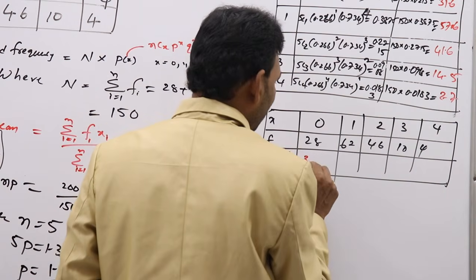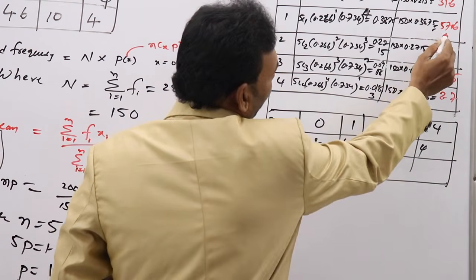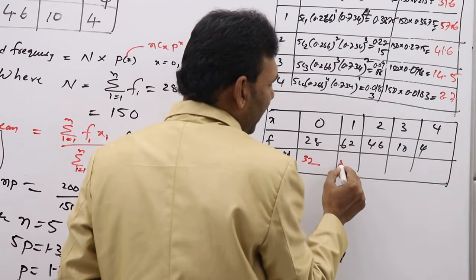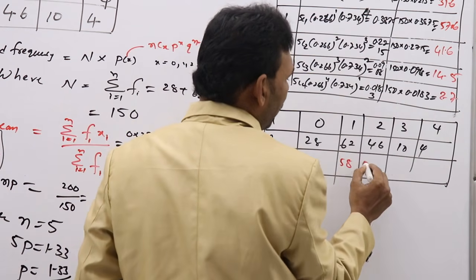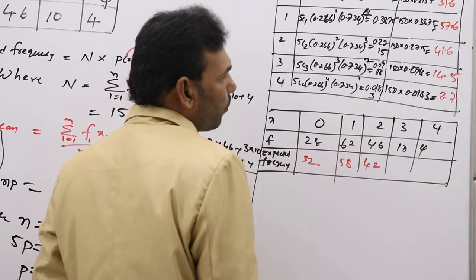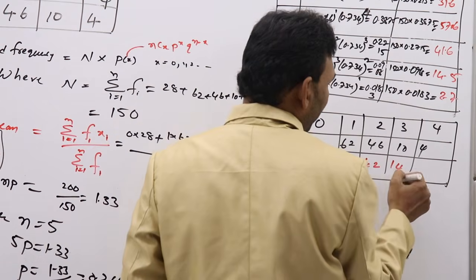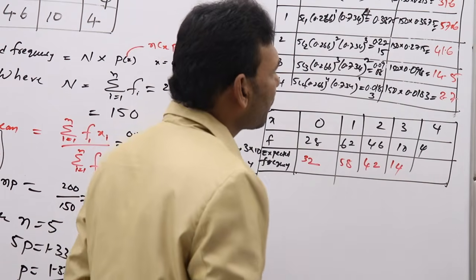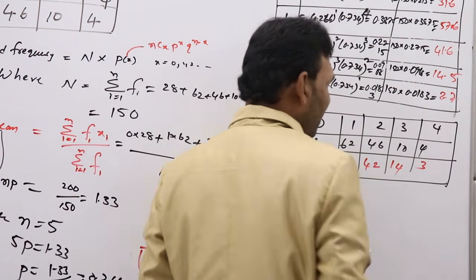Now if you write expected frequencies, approximate to the nearest value. 31.6 can be written as 32. 57.6 can be written as 58. 41.6 can be written as 42. 14.5 can be written as 14 or 15, your wish. 2.7 can be written as 3.